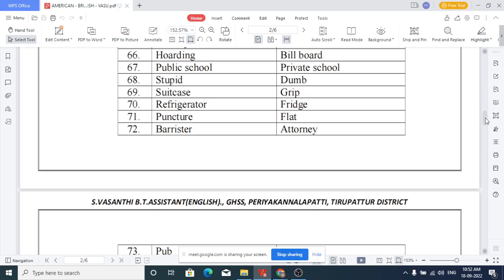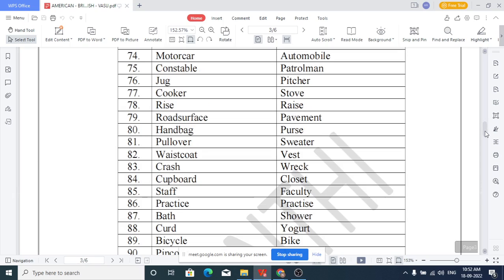Barrister, attorney. Barrister means lawyer. So in India we call him lawyer, but in British they call barrister. In America they call attorney. Okay, for now you read next. Yes, for now you can start off.